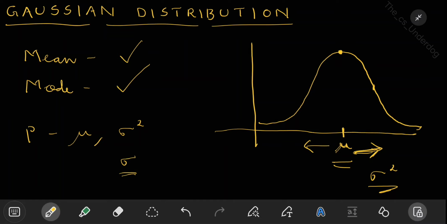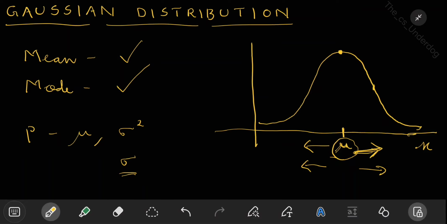See, towards the right and left, the value would be same in case of Gaussian. Same in the sense, the number of occurrences of that value would be same. Values will obviously be different because these are the values of x and this is your mean value. If you go towards the right, the value would increase. If you go towards the left, value would decrease.